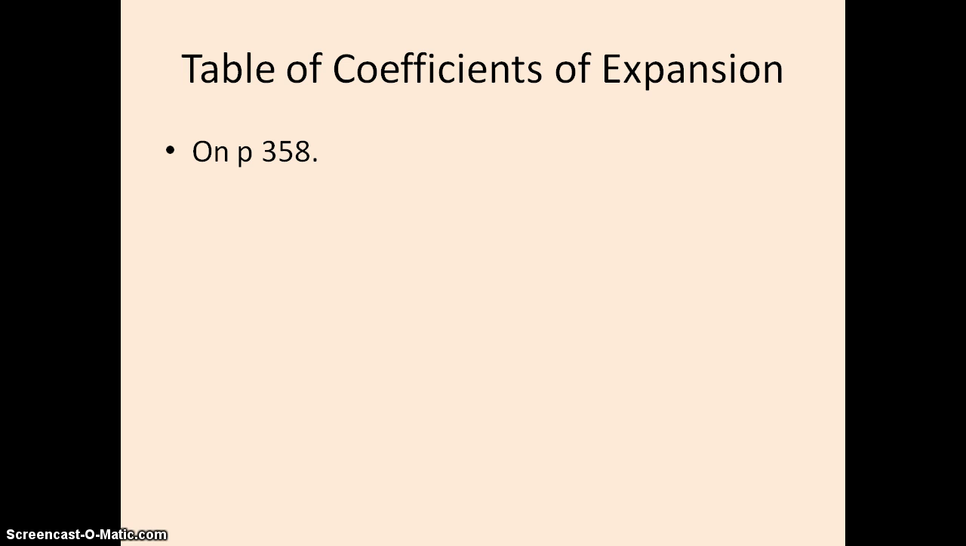On page 358, you'll see that there's a table of coefficients of expansion that I could not somehow copy and paste onto this PowerPoint. My bad. Just imagine that it's there, or better yet, look at your book. You see that different materials expand and contract different amounts. Coefficient of linear expansion, that's alpha, or that fish-looking thing. The unit for that is 1 over degrees Celsius.